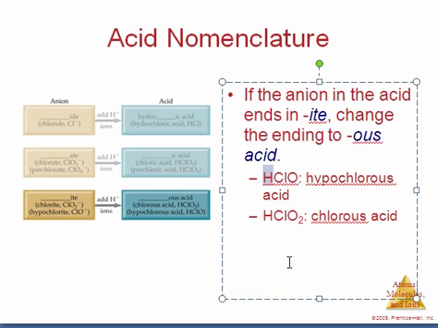We change our "ite" to "ous." Here's our acid. We take away the H. We're left with chlorite. So chlorite goes to chlorous acid.